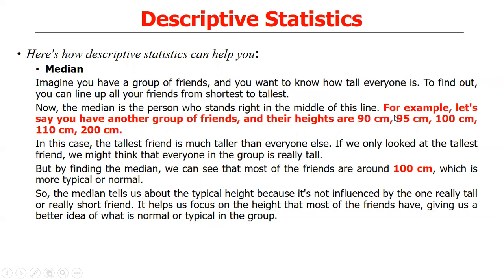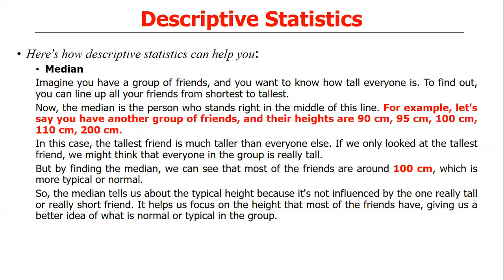For example, let's say you have another group of friends and their heights are 90 centimeters, 95 centimeters, 100 centimeters, 110 centimeters, and 200 centimeters. In this case, the tallest friend is much taller than everyone else. If we only look at the tallest friend, we might think that everyone in the group is really tall, which isn't the case, you know that? But by finding the median, we can see that most of the friends are around 100 centimeters, which is more typical or normal.